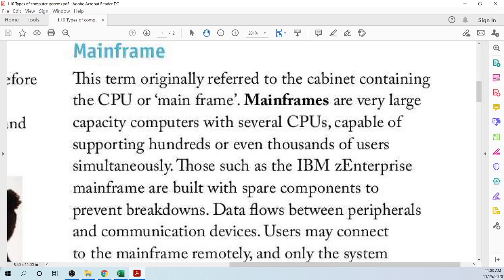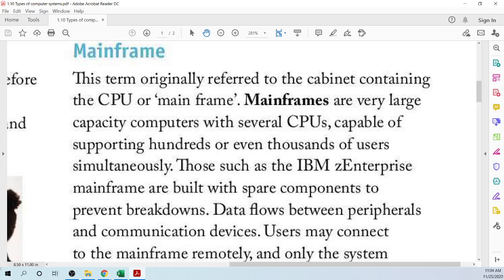Those such as IBM Z Enterprise. Did mainframe, you just skip built that with what? Spare components. Which one? Simultaneously. No. Okay, continue.